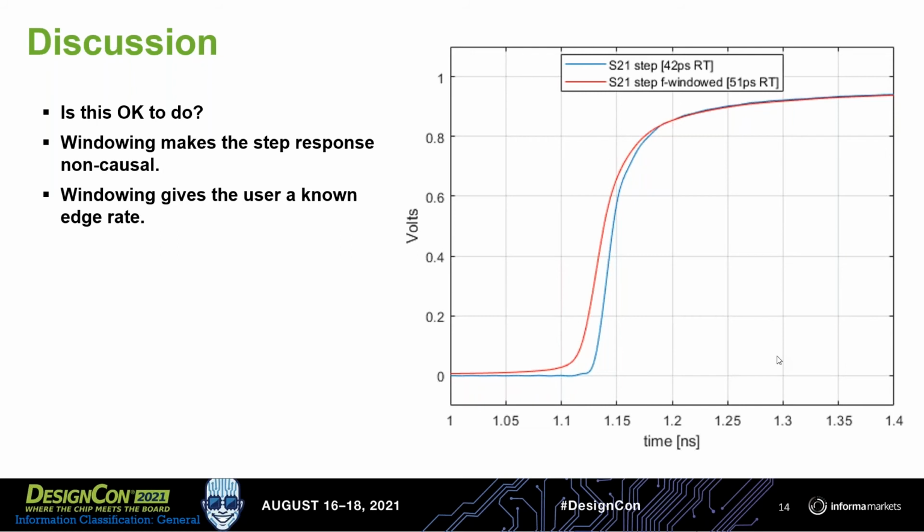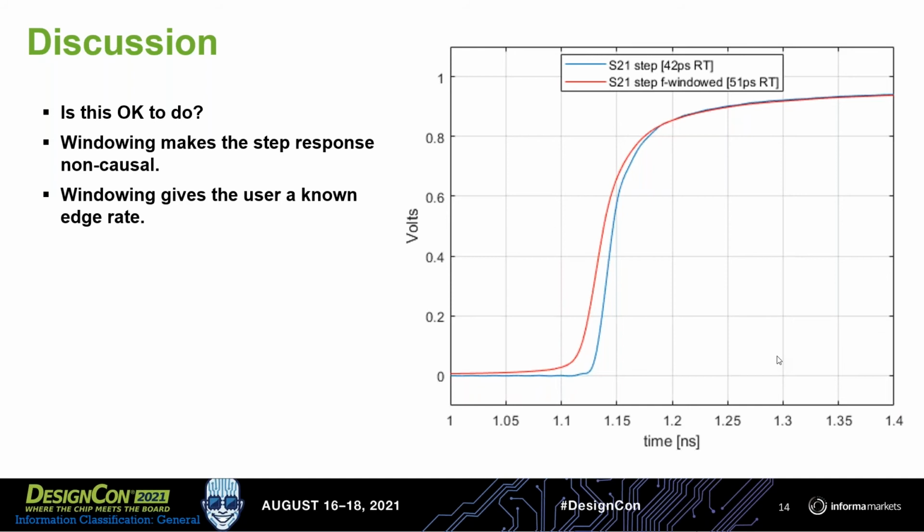When we were at DesignCon, we actually had a lot of participation, and there were some opinions. The opinion generally was, if you're doing any kind of channel analysis, this is right out. You should not be applying windows, because once you start to have a non-causal effect in a channel analysis, it's going to ruin things. When I say channel analysis, I mean creating eye patterns, or any kind of real bit error rate analysis.